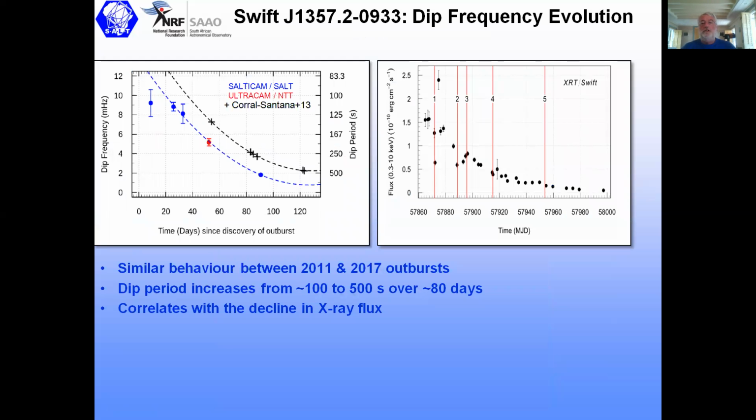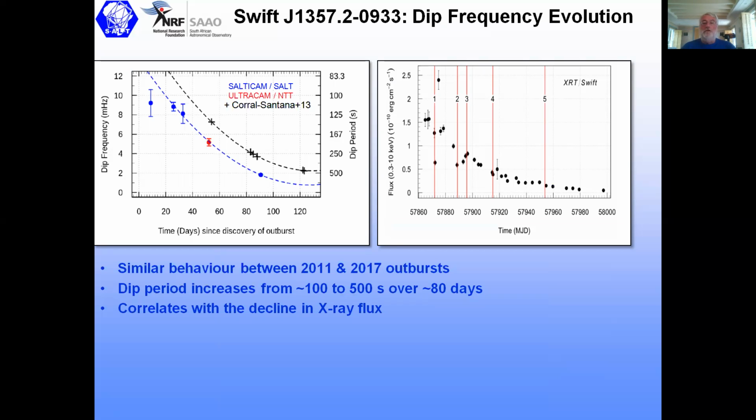So these plots just show how the dip frequency evolves. The observations that were conducted in the original outburst and published by Coral Santana are shown in the black crosses. In comparison, the blue and red show the recent 2017 outburst, with the blue dots being the SALT observations and the red being ultracam with the NTT.